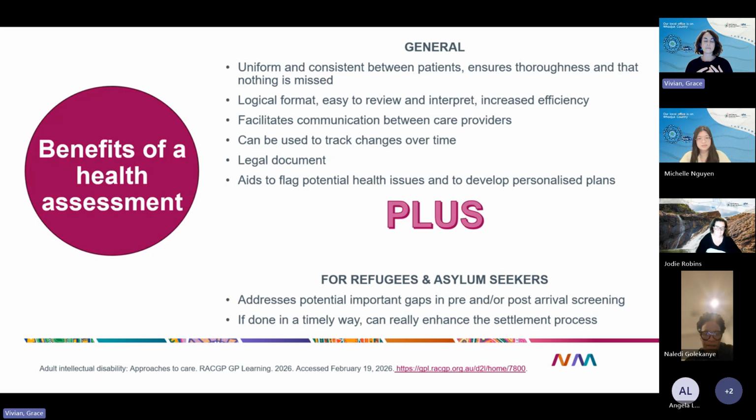We know that the early settlement period is a period of particular vulnerability for a lot of our patients. As you can imagine, coming to a new country, not speaking the language, perhaps the culture is very dissimilar to the one they've come from. There's a lot of disorientation. So having a health check and feeling heard, and as if some of the outstanding health issues are going to be addressed, is a really important way to help smooth that journey for our patients.